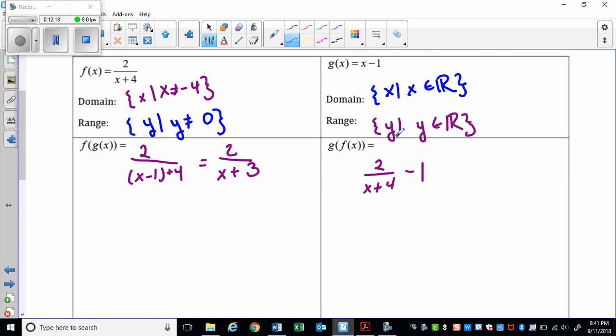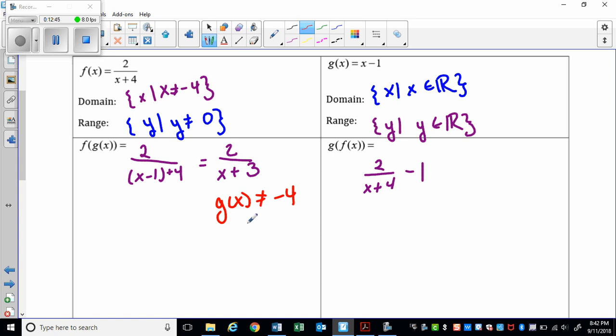So our g of x, it looks like we cannot have a negative 4 here, right? We cannot have negative 4. So I'm going to have to set that restriction on g of x. Our g of x cannot be negative 4, because when we substitute that in for the f of x, that won't work out.